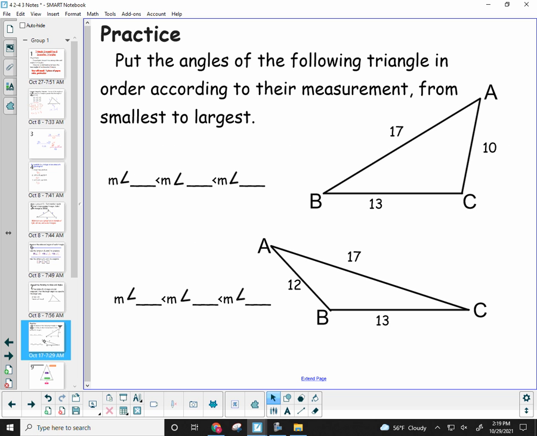So take a second here. I give you two different triangles. List the angles in order from smallest to largest for both of these. Okay, so take a minute and do that.